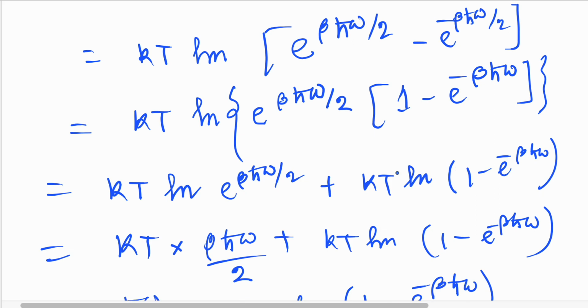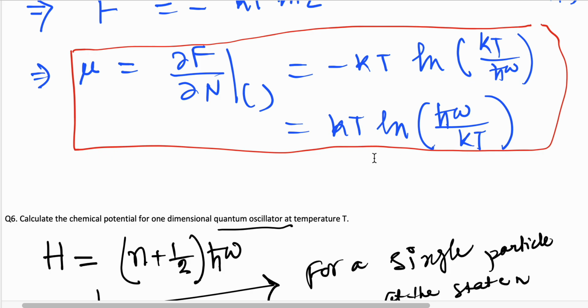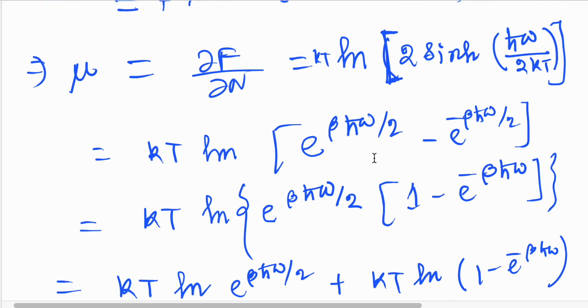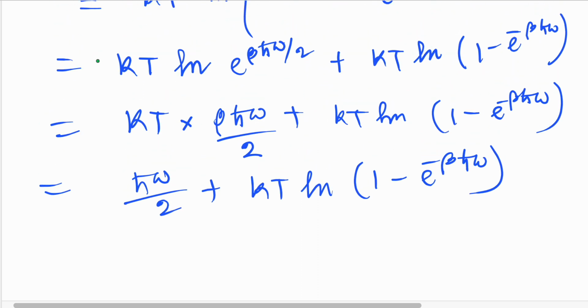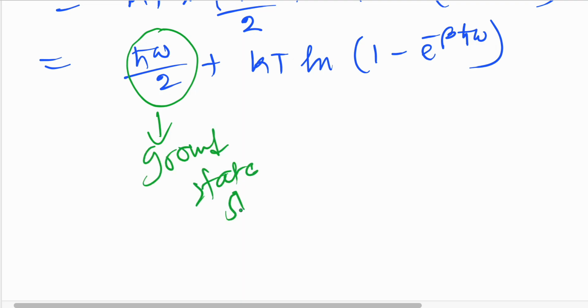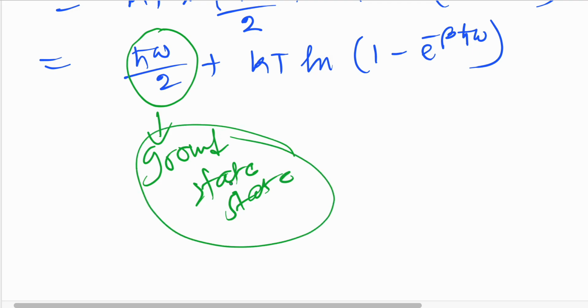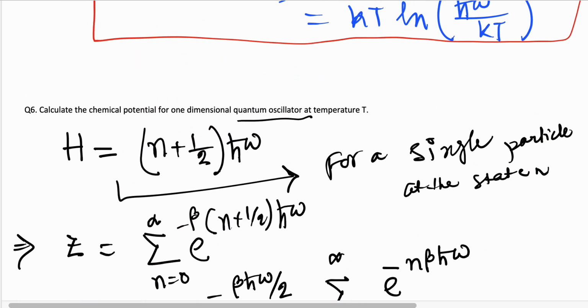So I had thought that it would come in this form, but it is not actually coming in this form. What comes is that here some per particle free energy is there. In the per particle free energy, the first term is for the ground state energy. What is the ground state? This is the ground state energy. You know that there is a ground state energy, and then something else is there. So this is the chemical potential for the one dimensional quantum oscillator at temperature T.